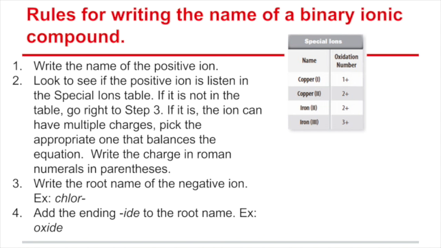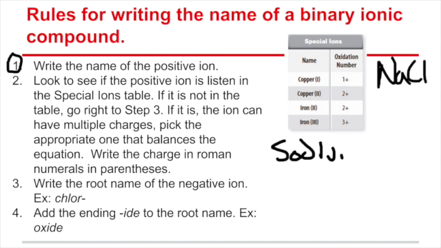So first, step 1, if we're going to name them, and let's do NaCl again, just keep it simple, table salt or sodium chloride. First, write the name of the positive ion. So what that means is you are going to just write the name of the positive one, so sodium in this case.